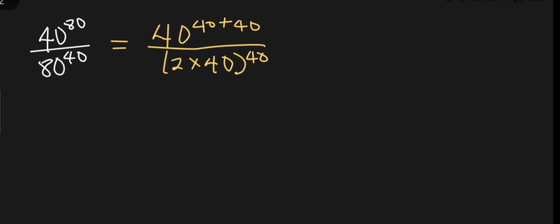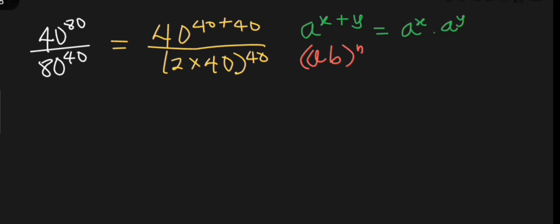Now, quickly, two exponential laws will be applied here. The first is when we have a sum of exponents, a to the power of x plus y, which is expressed as the product of a to the power of x and a to the power of y, while in the denominator, it is the law of power of a product. ab to the power of m is expressed as a to the power of m times b to the power of m.